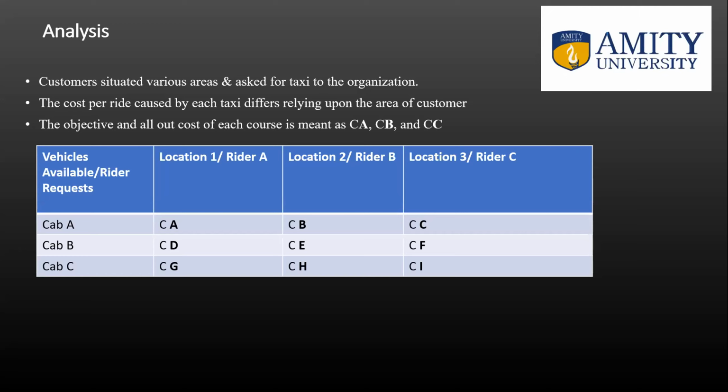The second step involves getting zeros in every row of the matrix by finding the row minima. For this, the least value in each row is subtracted from each row element. In the above problem, taking the case of cab A, the row shows the cost per ride incurred if cab A transports ride A, that is cab 1 transports ride A, cab 2 transports ride B, and so on. The least cost incurred is taken and subtracted from all other costs in the row, and this step is repeated for all rows.